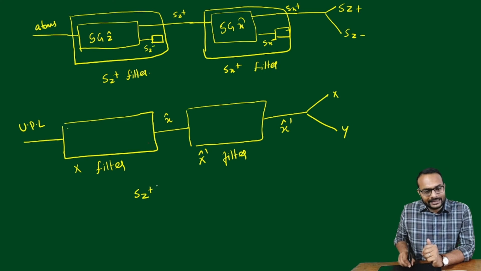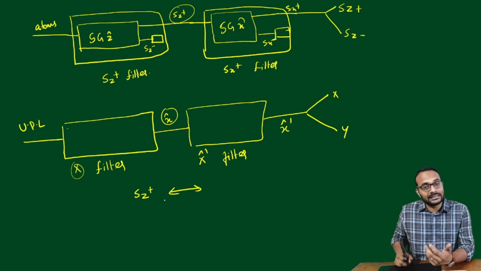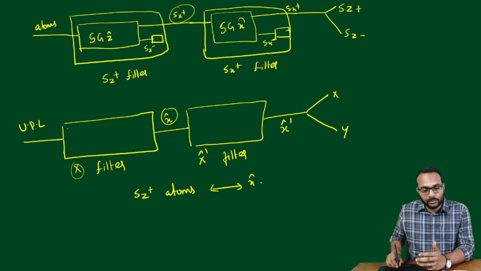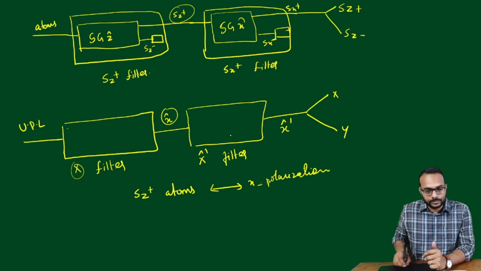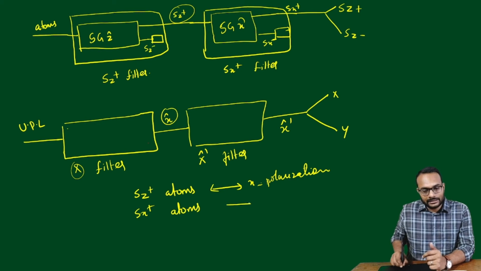We say that Sz plus is analogous to X here. So Z plus atoms we can say are analogous to X hat polarization, or X polarization. And similarly, here we have Sx plus atoms. These are analogous to the X prime polarization.